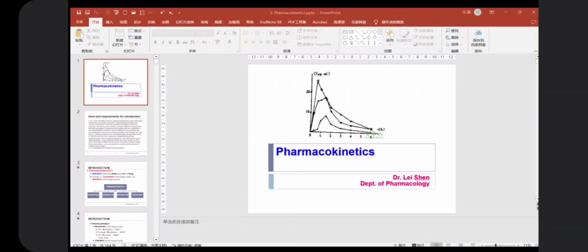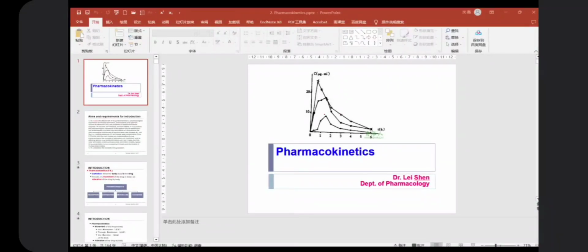Okay, now PK, what the body does to the drug, has two aspects. One is the movement of the drug in the body. Another is the alteration of the drug by the body. Because we know the drug is an exogenous substance, and when an exogenous substance enters the body, our body will react to it, and this process we call the PK process.